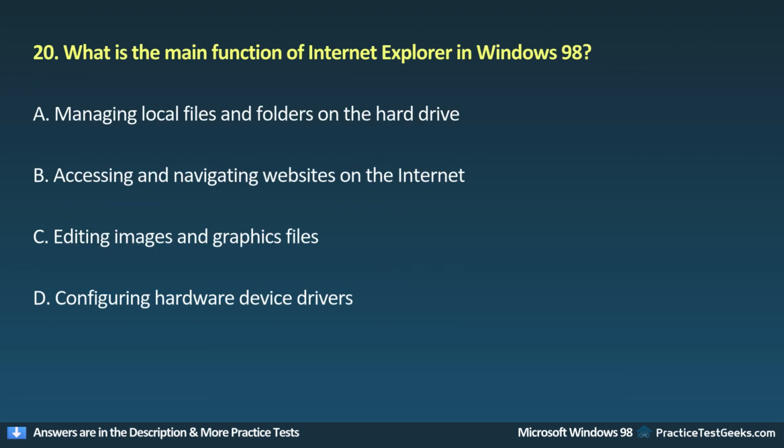20. What is the main function of Internet Explorer in Windows 98? A. Managing local files and folders on the hard drive. B. Accessing and navigating websites on the Internet. C. Editing images and graphics files. D. Configuring hardware device drivers.